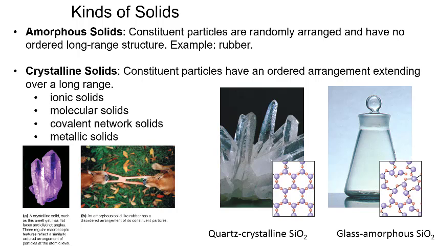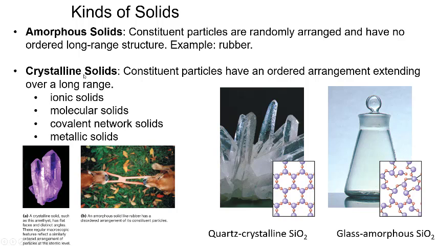Amorphous solids are where the constituent particles are randomly arranged and have no ordered long-range structure. For example, rubber. Or we can talk about amorphous silicon dioxide glass here. We can see that there's no ordered structure between the silicon and the two oxygens as they orient within space within this glass. And rubber too is something that has no ordered crystalline structure.